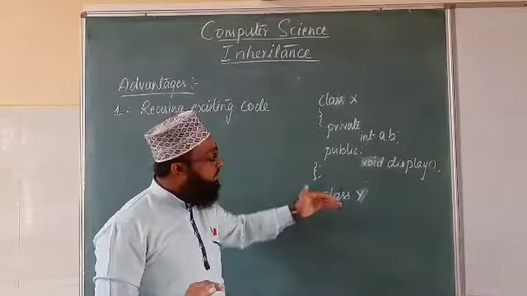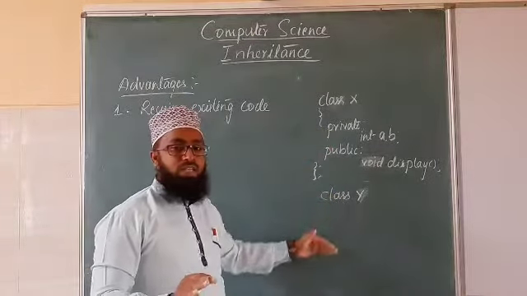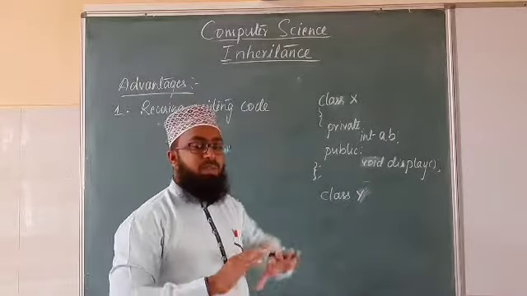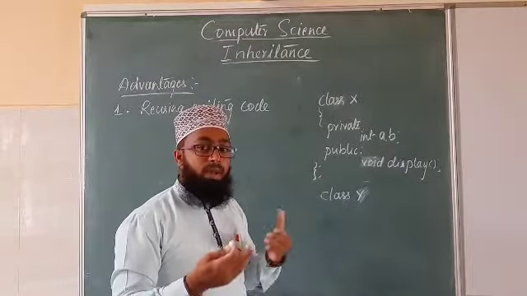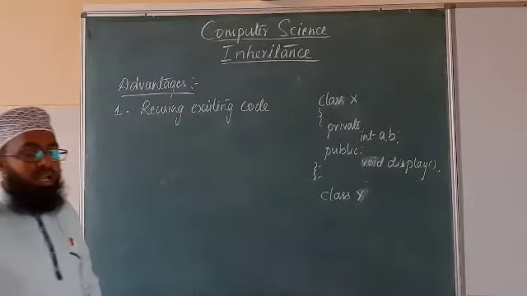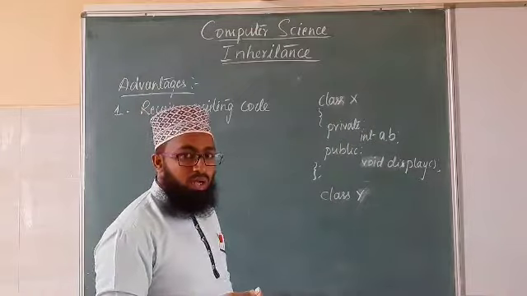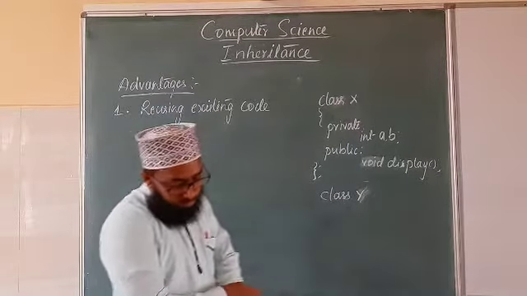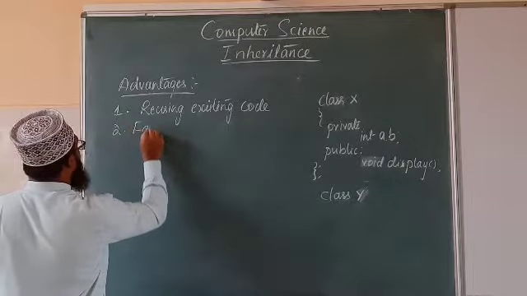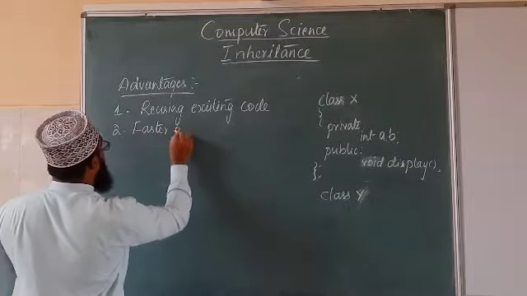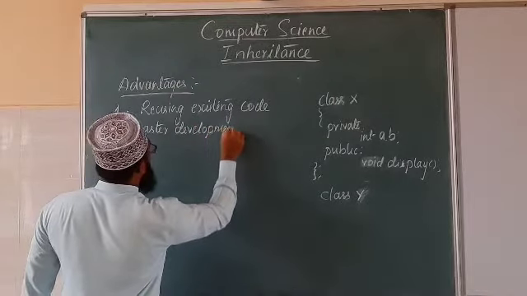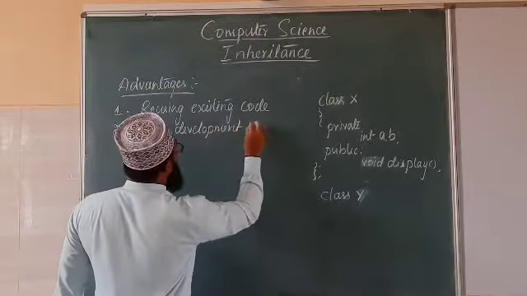Repeating means printing again, writing again. Reusing means the code is already present, and we make use of it again and again, many times. Okay, that is reusing existing code. And after that, the second one: faster development time.